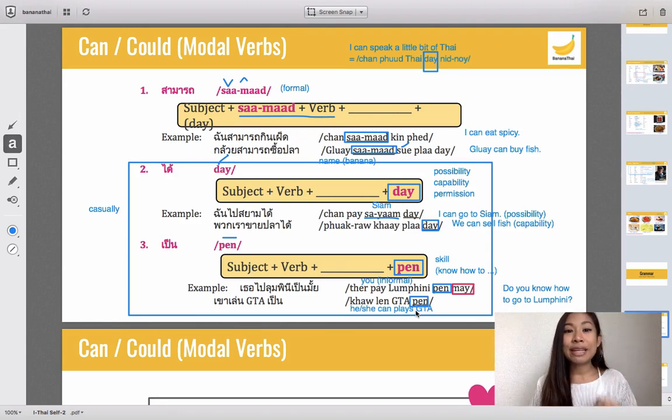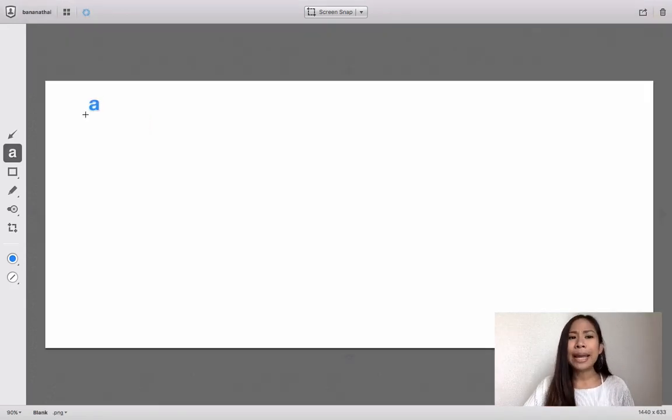Let's conclude everything. There are three different words used as the word can in Thai. The first one is สามารถ plus verb, which is formal, used for formal occasions. The last two, ได้ and เป็น, are put at the end of the sentence. The word ได้ is used for possibility, capability and permission, while the word เป็น is used for skill, or knowing how to do it. Got it? Very good.